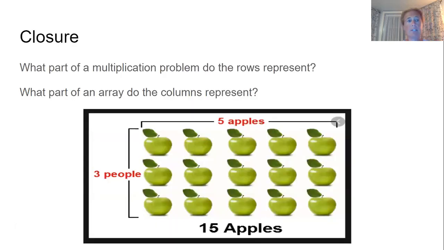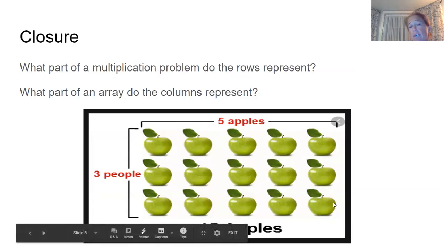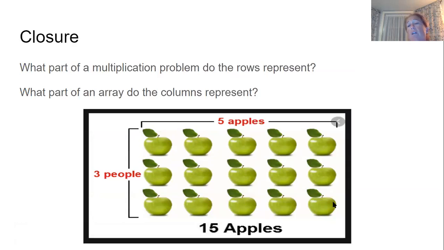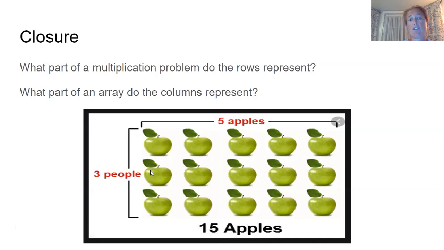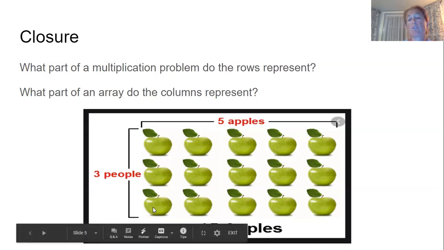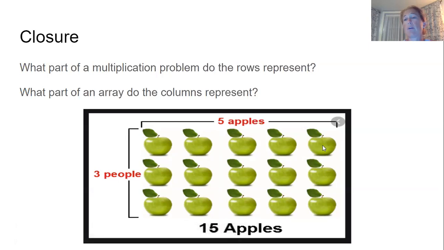All right, let's continue. What part of the multiplication problem do the rows represent? So remember, the rows go left to right, just like the lady on the video showed us, okay? And what does that represent in your multiplication problem? Well, the rows represent the number of groups. So the rows would always be your first number in your equation. So we would have 3 groups of apples. So 3 would be our first number. And then we have 5 apples in each group. So the equation would be 3 times 5 equals 15.